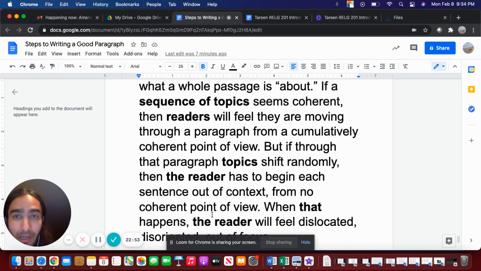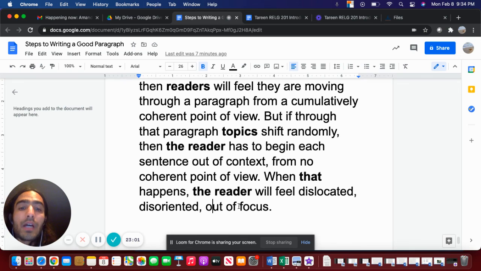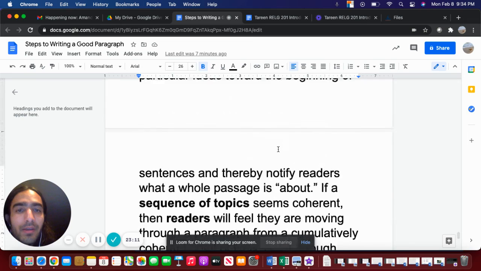Well, if you have a good topic, readers will move through. If you do not have one, the reader will feel lost. This is what is at stake here. When that happens, the reader will feel dislocated, disoriented, out of focus. So here, the subject is the reader. But we still know that the topic is topics because they're telling you the effect of not having a topic on the reader. So I just thought it was a brilliant little paragraph.